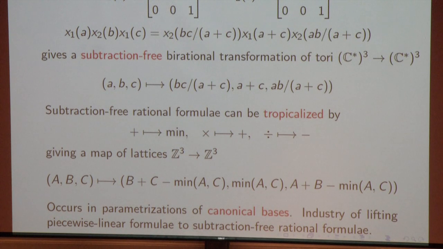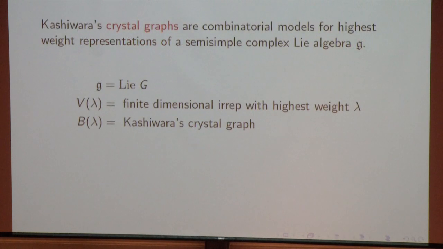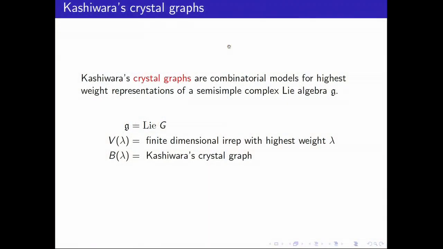So what Lusztig noticed is that this transformation occurs in parameterizations of canonical bases. I won't discuss them in this talk, but I'll say a little bit about them in the second talk. It led to an industry of trying to lift interesting piecewise linear formulae to birational morphisms. Okay, so I want to talk about one work that this led to, which is Berenstein and Kazhdan's geometric crystals.